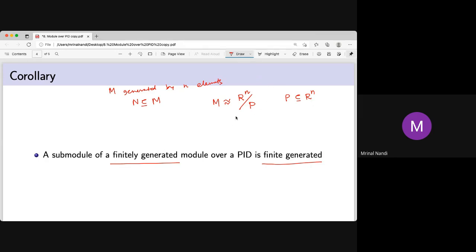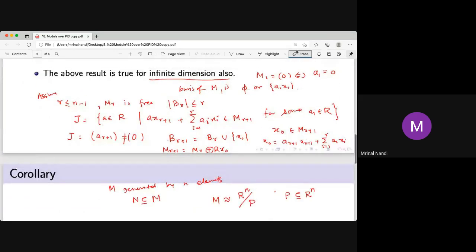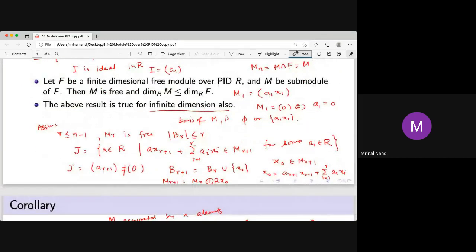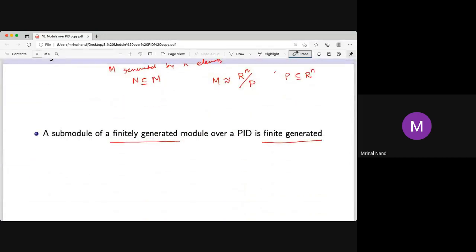That any finitely generated module is a quotient of some free module. So in the previous theorem, we assumed that the module is free. Once the module is free, then every submodule is free as well as finitely generated. But here we assume just finitely generated, not the free part. So how do we reach this? We have M as a quotient of a free module by some submodule P. Then what is the structure of a submodule N?